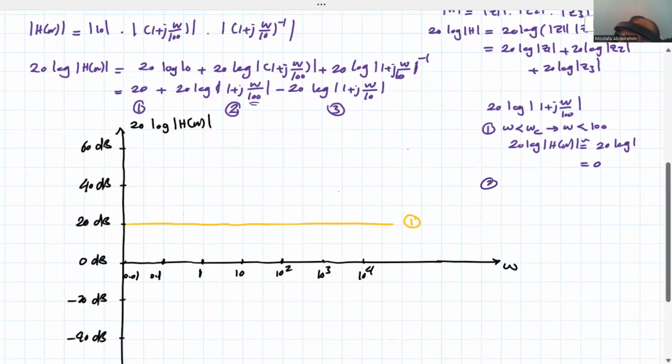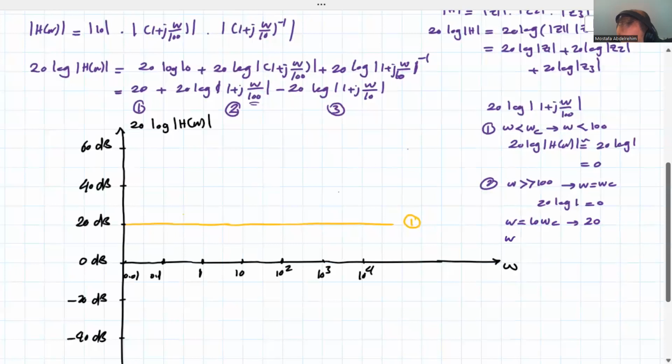Number 2, omega much higher than omega c, which is 100. Let's have a couple of points. At omega equal to omega c, that will be 20 log 1, which is 0. Omega equal to 10 omega c, that will be 20. Omega equal to 100 omega c, that will be 40, and so on. Remember, omega c here is 100. So that's basically 1000 here, and that's basically 10,000.